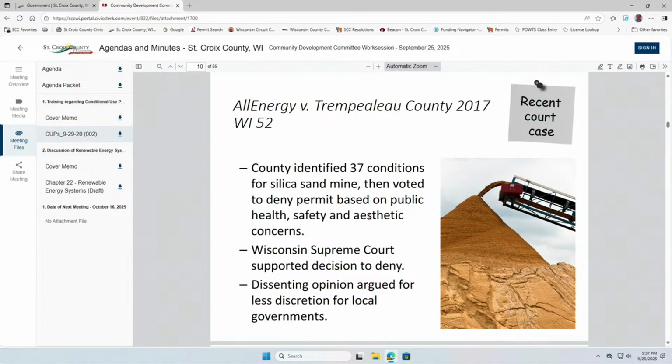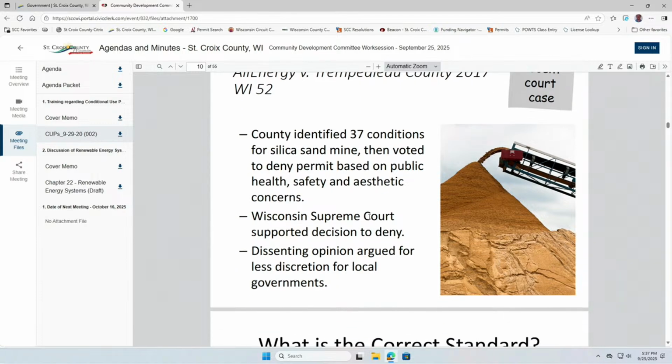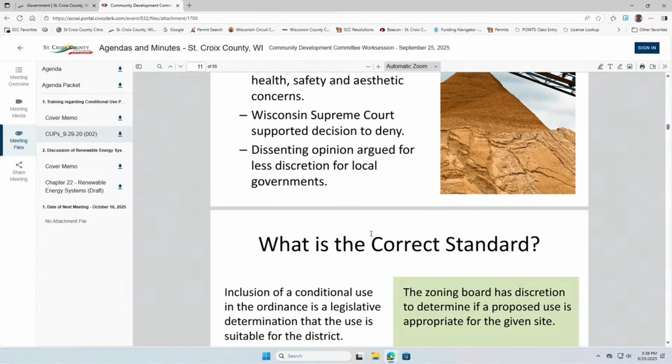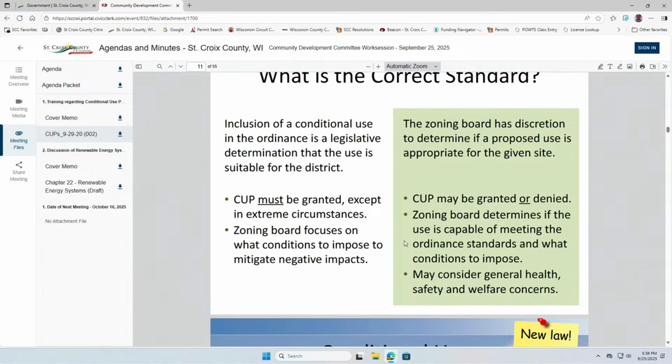There's a recent court case in 2017, All Energy versus Trumbull County. The county identified 37 conditions for a new silica sand mine, but then they still voted to deny the permit based on public health, safety, and aesthetic concerns. The Wisconsin Supreme Court supported their action, after the company argued for more local government control, that the CUP must be granted except in extreme circumstances.